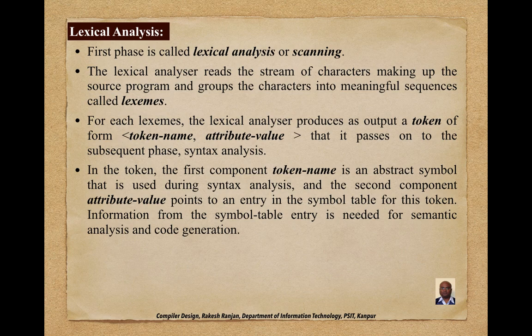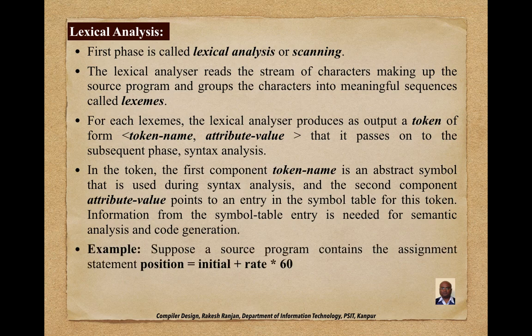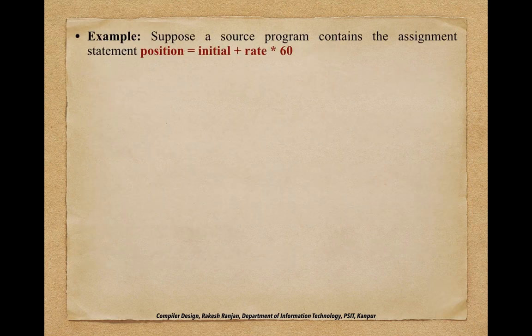In the token, the first component is the token name, which is the abstract name used during syntax analysis, and the second component is the attribute value, which is the entry in the symbol table for this token. For example, take position equals initial plus rate times 60.